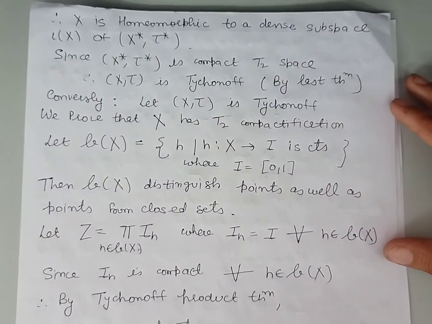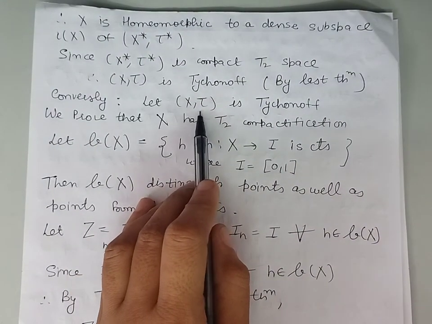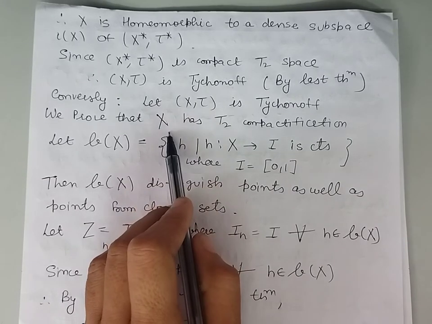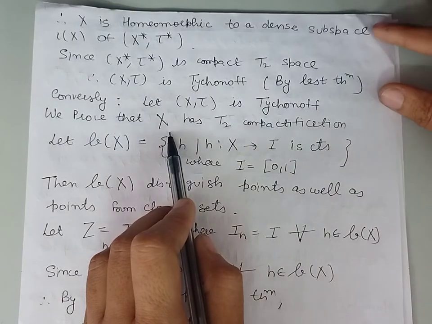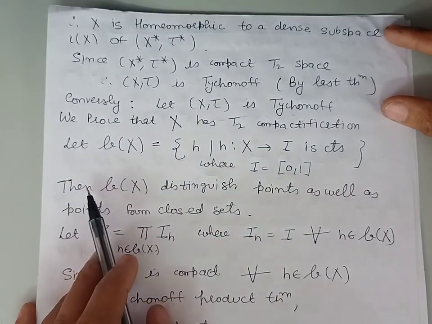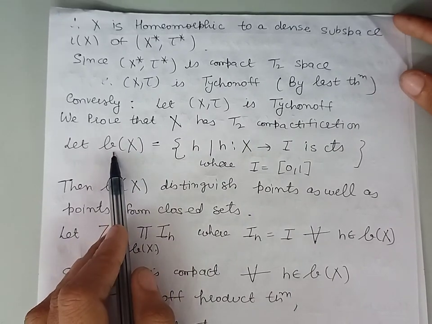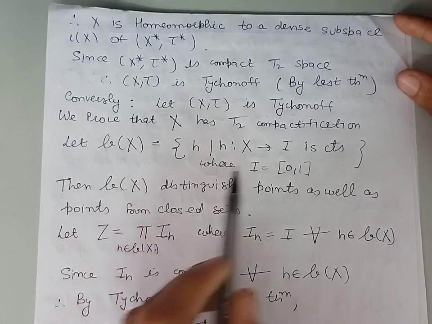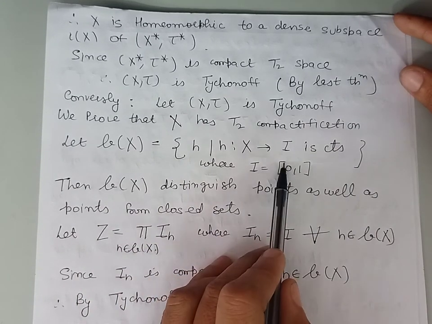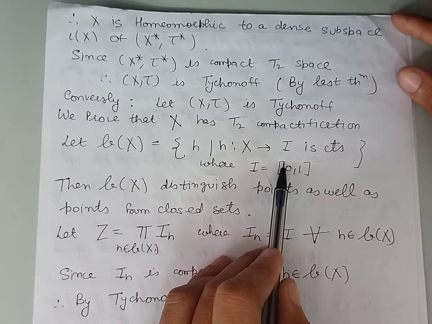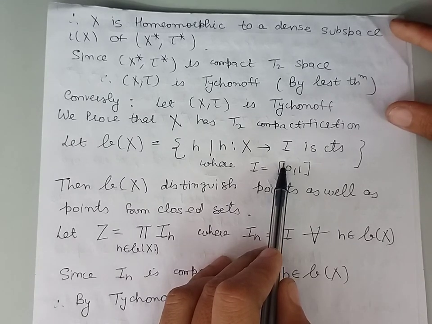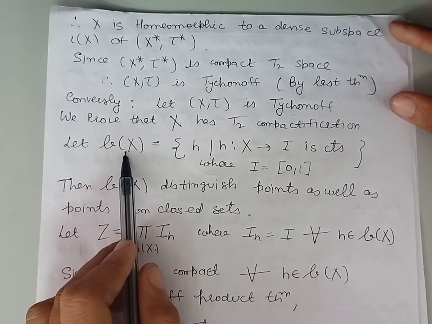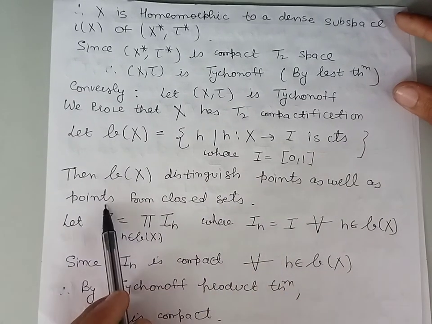Conversely, we are given that the topological space X tau is Tikhonov space, and we are to prove that X has T2 compactification. For this, let us define a collection B of all those functions which are defined from X into the unit interval I. This is a collection of continuous functions. We already discussed in the embedding theorem and embedding lemma that this family distinguishes points as well as points from closed sets.